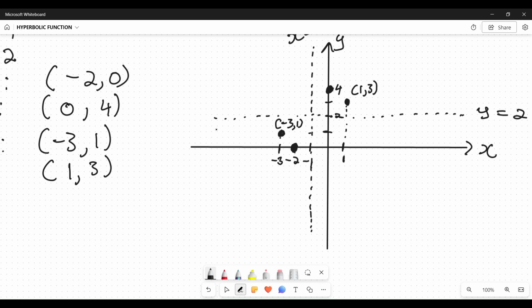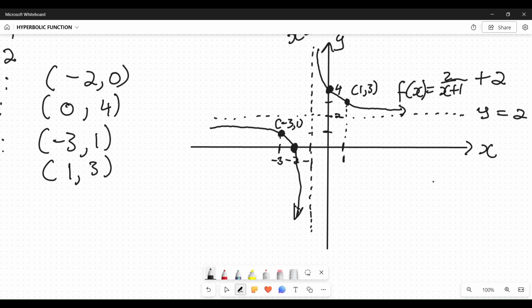So now what we have to do is join these two points, the last ones. And there we have it. Our function f of x equals to 2 over x plus 1, plus 2. Yeah, and there we have it. We have successfully sketched our hyperbolic function f of x equals to 2 over x plus 1, plus 2.